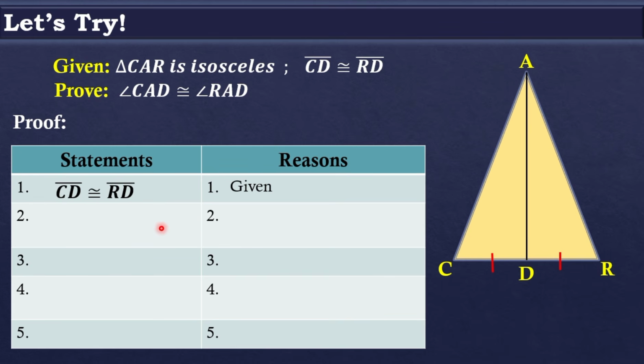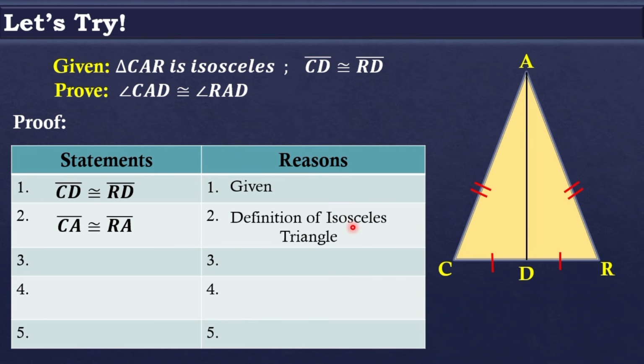Okay? So we have here, since congruent po sila, ayan. So we now have CA is congruent to RA. So segment CA is congruent to RA. Okay? Why? Okay, lagyan natin ng markings. So why? Bakit ko nasabi that these two sides are congruent? Why? Kasi based dito sa given, isosceles siya. Okay? So pag sinabi isosceles, two sides are congruent. Okay? So that is definition of isosceles triangle.